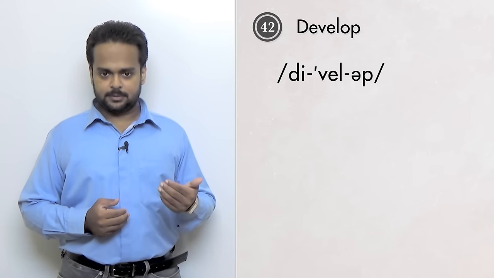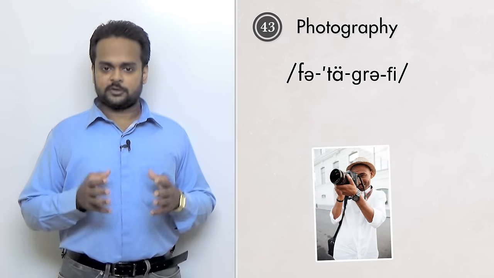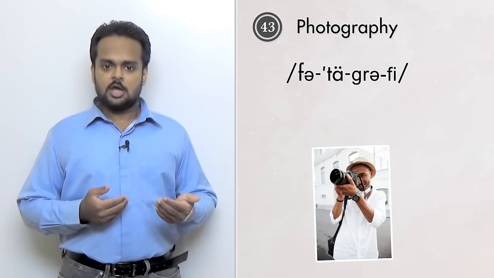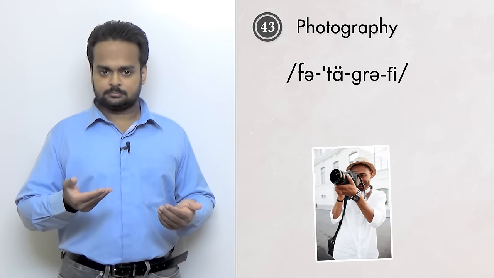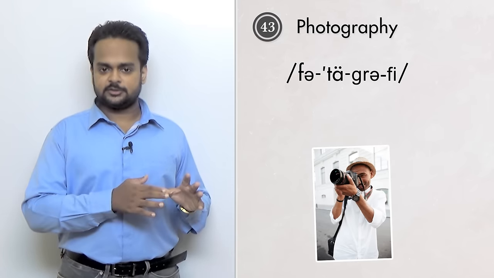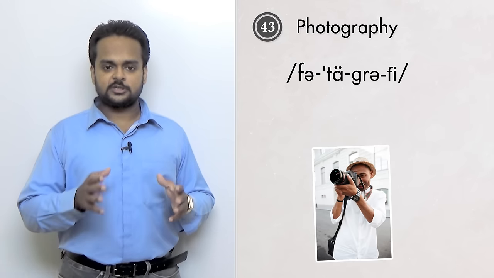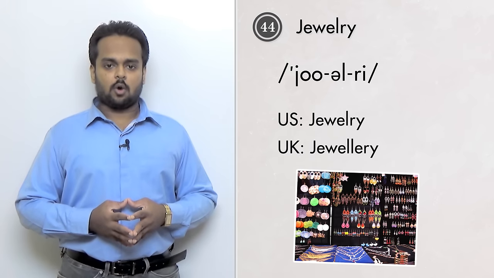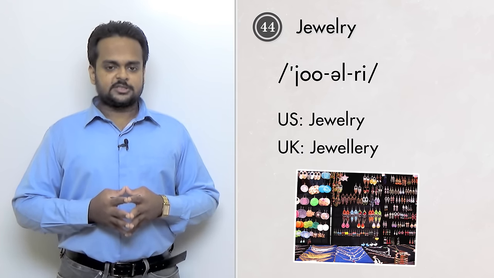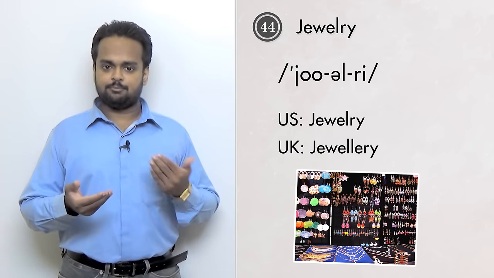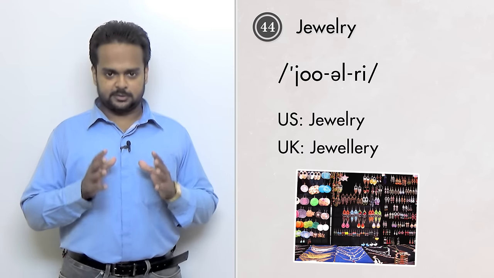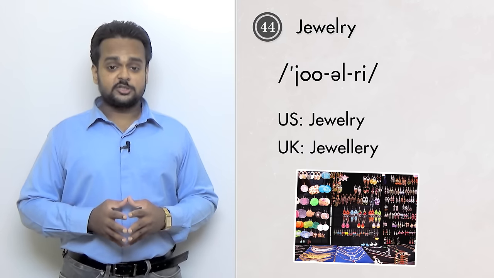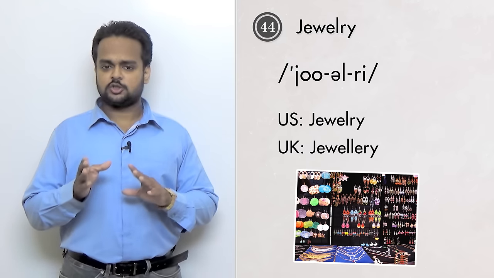So develop. Our next word is photography. We say photograph, but photography. So the first syllable becomes f, and the stress goes to the second syllable, photography. So photography. In the same way, photographer. Word number 44 is jewelry. It's spelled differently in American and British English, but it's pronounced the same. Jewelry. Jewelry. It's not jewelry and it's not jewelry.